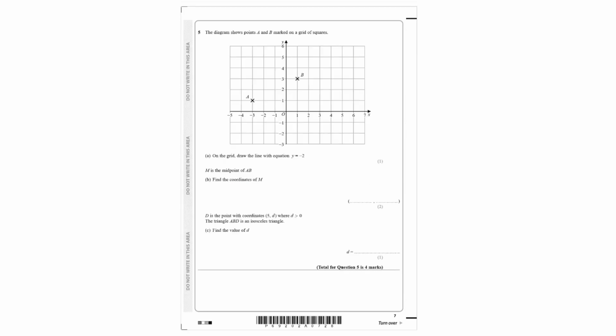Question 5. The diagram shows points A and B marked on a grid of squares. On the grid, draw the line with equation y equals negative 2. So we simply look for negative 2 on the y-axis, and we draw a line perpendicular to the y-axis at negative 2. M is the midpoint of AB. Find the coordinates of M.